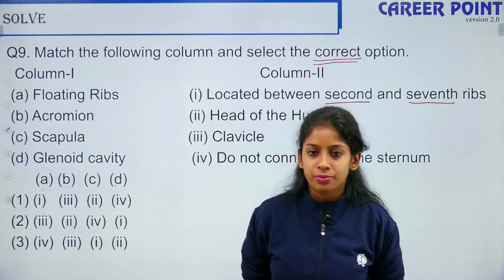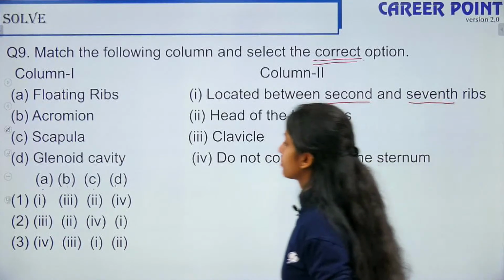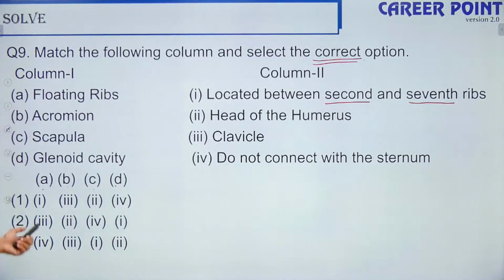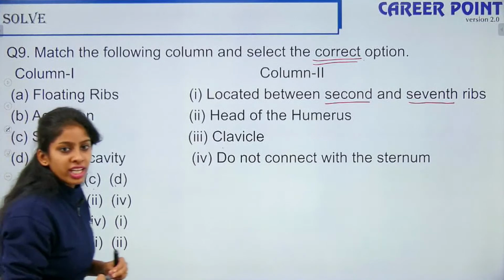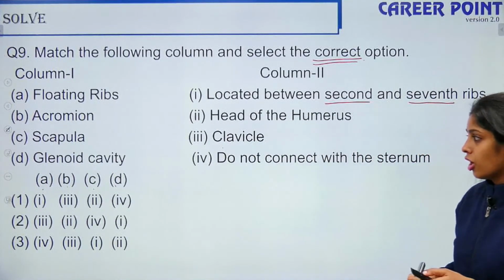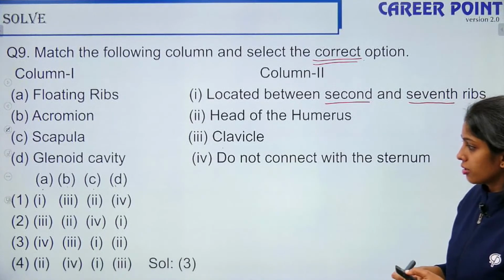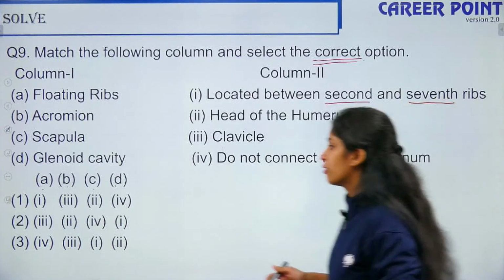Yes, what is the right answer? So 3 is the right answer. 3. Anthony B, are you right? So floating ribs is clavicle. So they are called as floating ribs because, okay, so there are only 3 options here. The 4th option is here. I'm so sorry. The 4th option comes with the answer. Anyway, the 4th one is wrong.